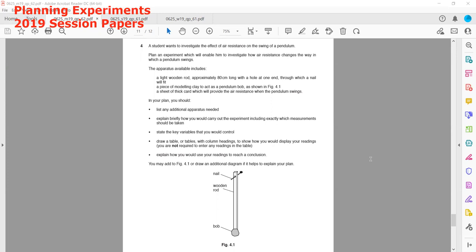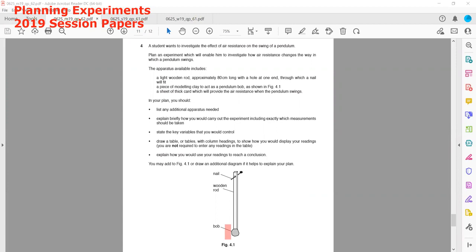The thick card will be attached to this clay so that it can experience the air resistance. So we can attach a card here. In our plan, we have to list any additional apparatus, because we want to investigate how the swing of a pendulum is affected by the air resistance. What parameter will we measure? Mainly we will measure the time period.